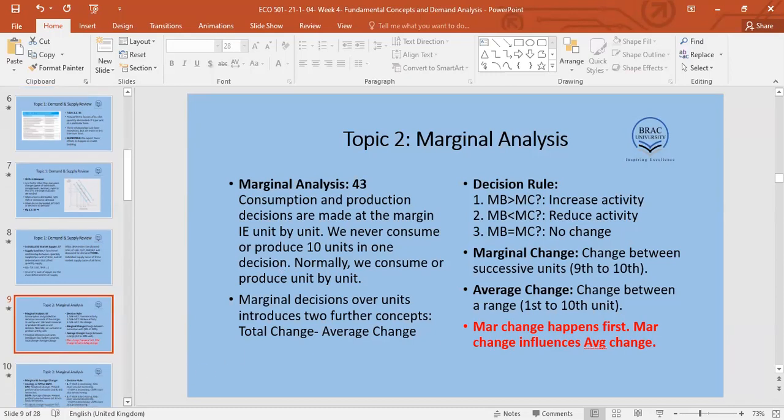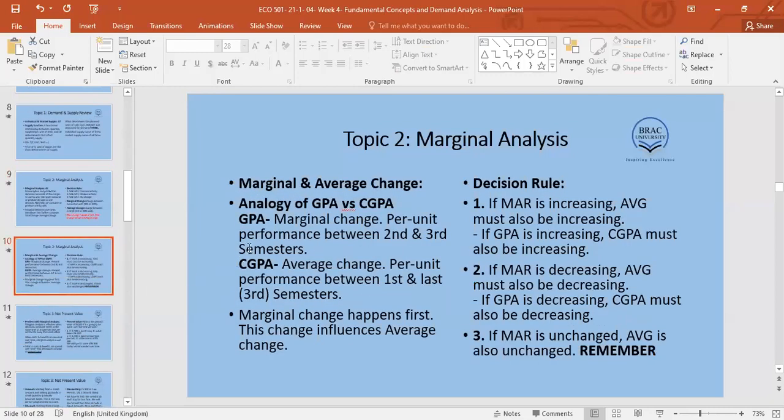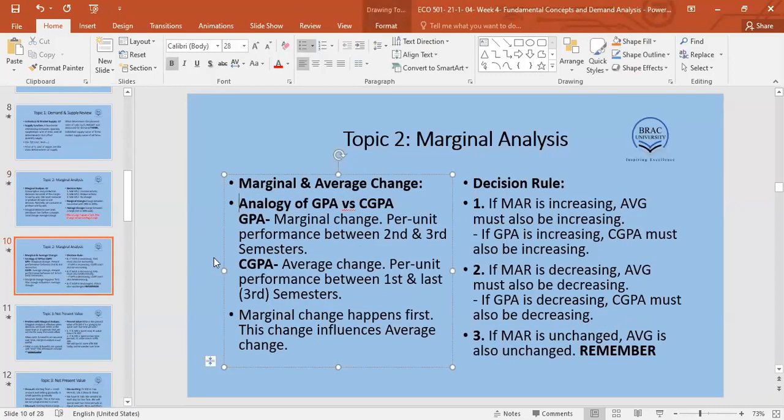The analogy is very simple. Marginal and average change is just similar to GPA versus CGPA. If your GPA is better than the last semester, what will happen to your CGPA? Will it rise or will it fall? It will rise, sir. Lovely. So if marginal is increasing, average is also increasing. If your GPA is less than what it was in the previous semester, what will happen to your CGPA? It will fall. So if marginal is falling, average will also fall.